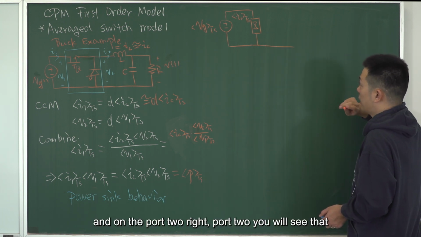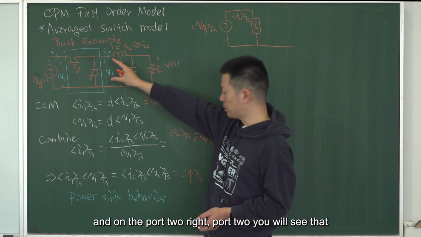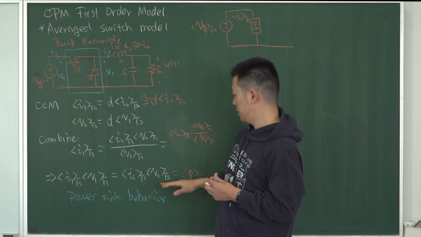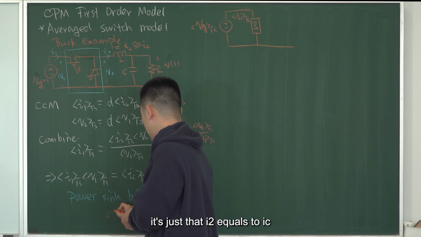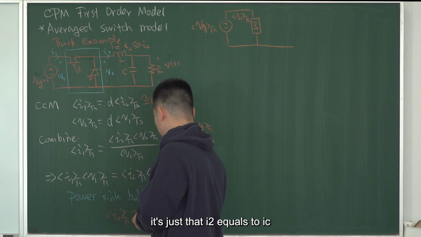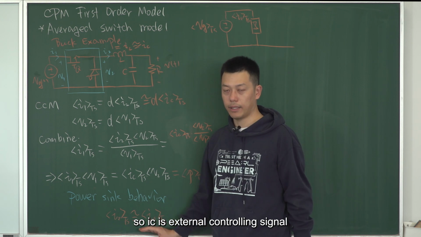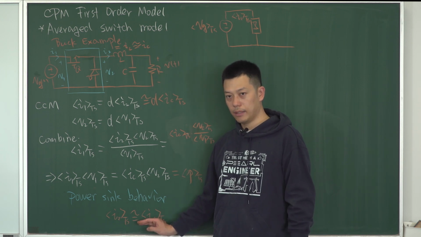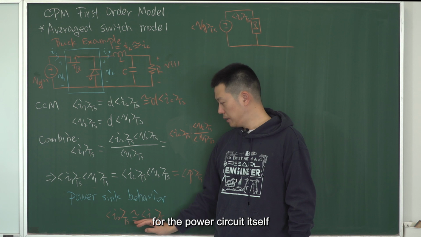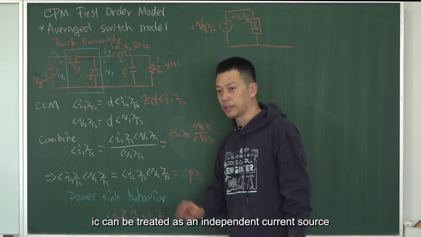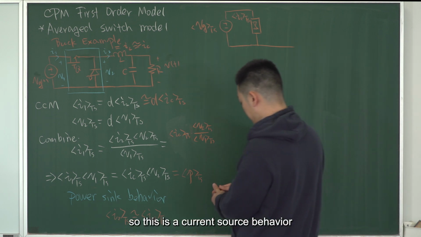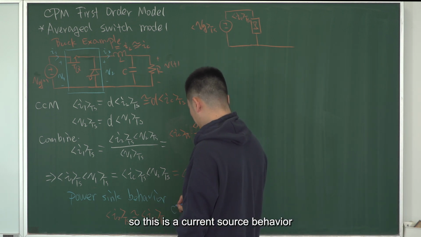And on port 2, you will see that I2 equals IC. So IC is the external controlling signal. For the power circuit itself, IC can be treated as an independent current source. So this is a current source behavior.